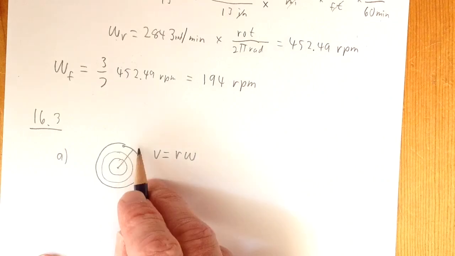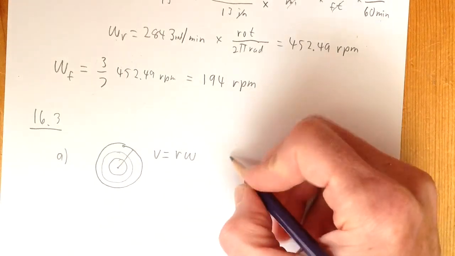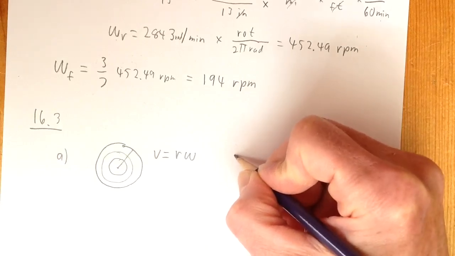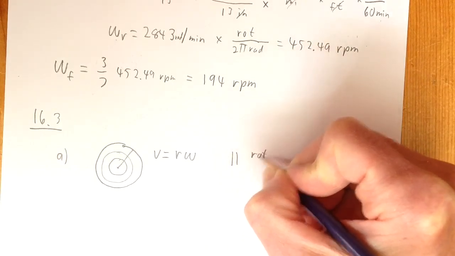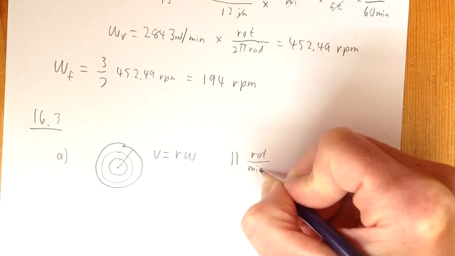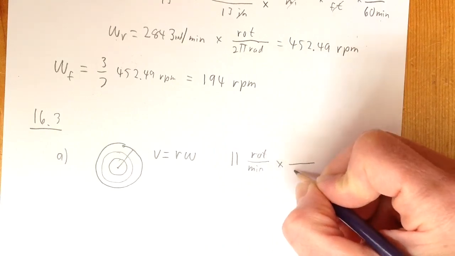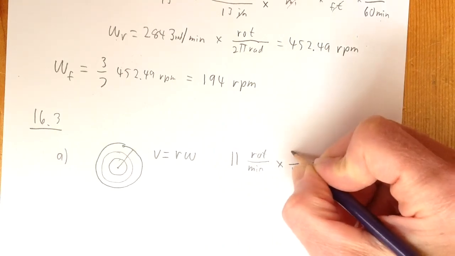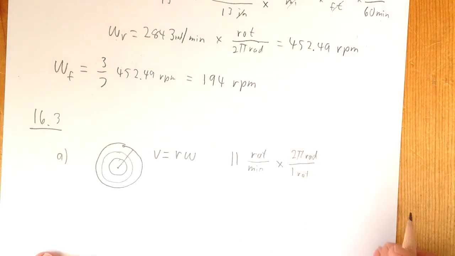Be really careful with radius and diameter, and 11 RPMs. Just remember RPM, so you have to convert that. So like 11 rotations per minute. And then you just convert. Let's see, one rotation is the same as, you want rotations to cancel, so one rotation is 2 pi radians. And it's nice to write radians so you know what you're talking about.